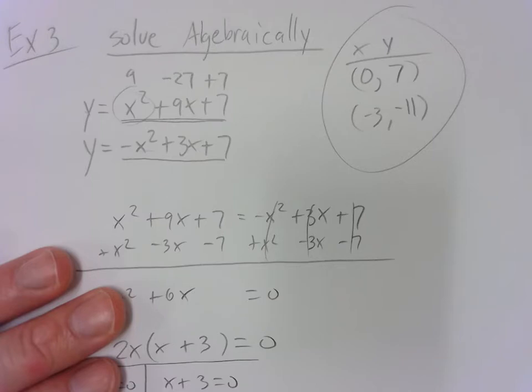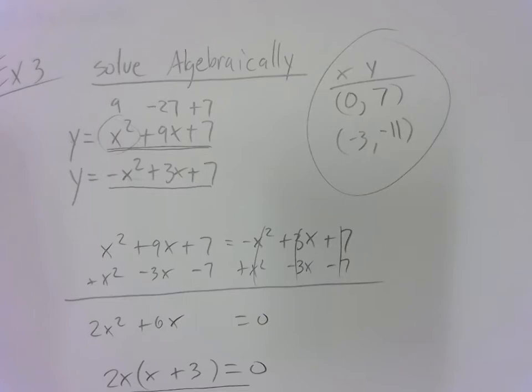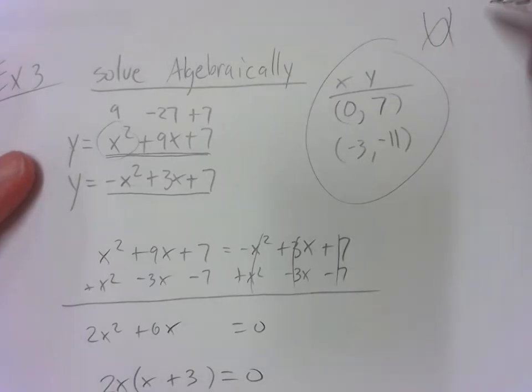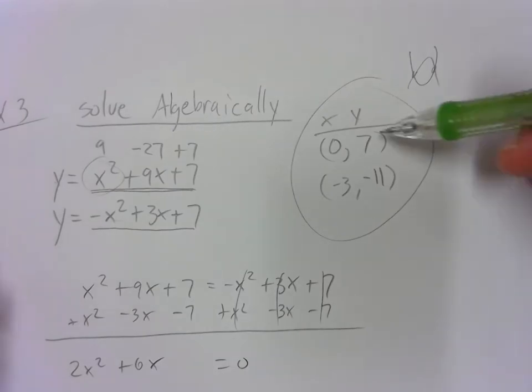So the two intersection points of the two parabolas: one parabola is right side up and the other parabola is upside down, so you can kind of envision it. One parabola is right side up, the other one's upside down, and they intersect at two locations. And these are the two locations where they intersect each other.